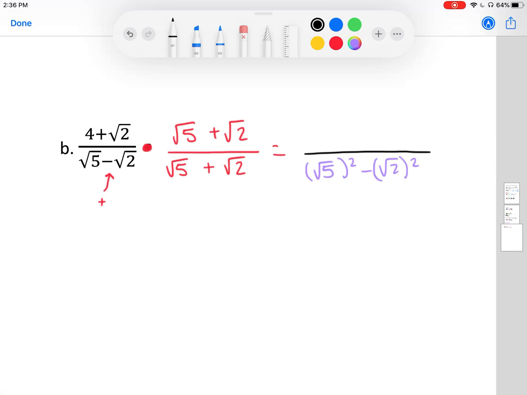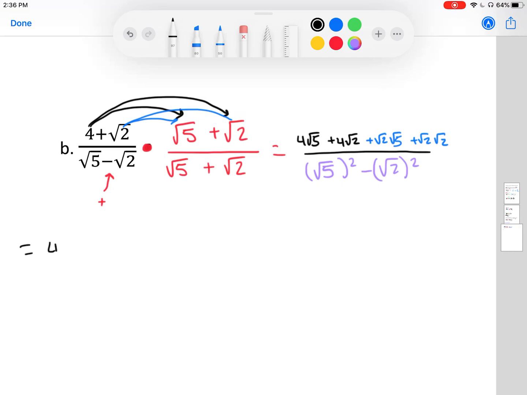In the numerator, I have no choice but to FOIL. So I have 4 times square root of 5, 4 times square root of 2, 2 times square root of 5, square root of 2 times square root of 5, and square root of 2 times square root of 2. Ooh, so much work. Okay, so in the numerator, I have 4 square root of 5 plus 4 square root of 2 plus 2 times 5, square root of 10, 2 times 2, square root of 4. Ooh, I can evaluate that.